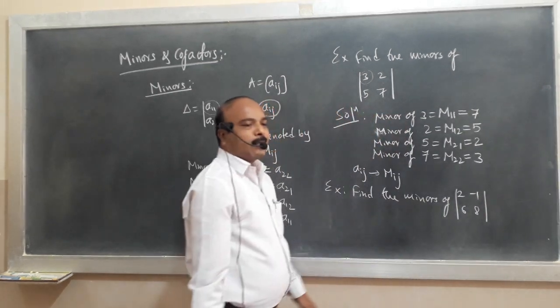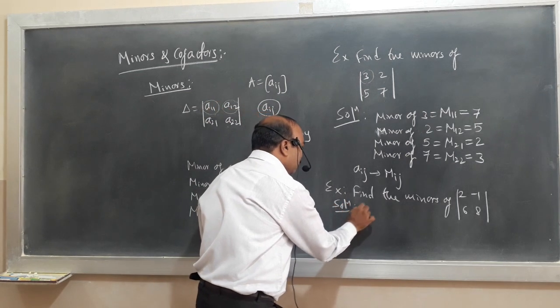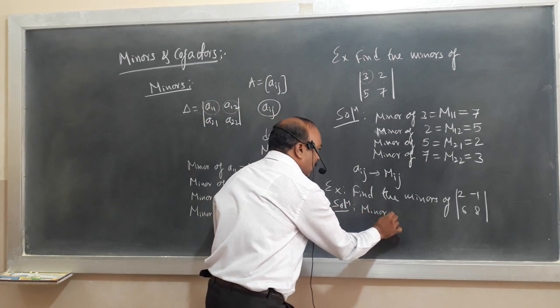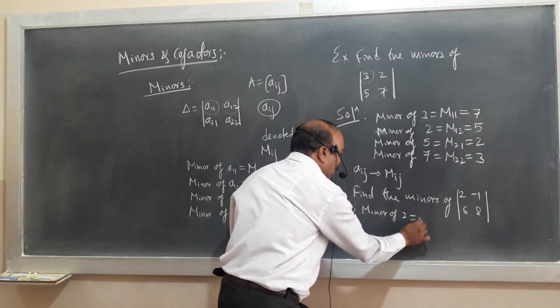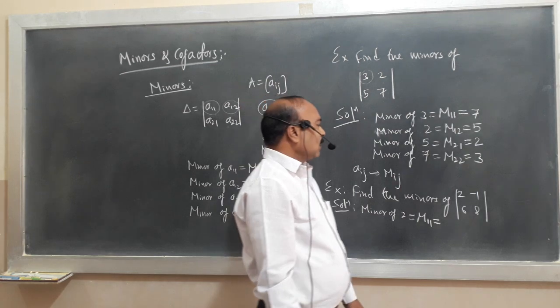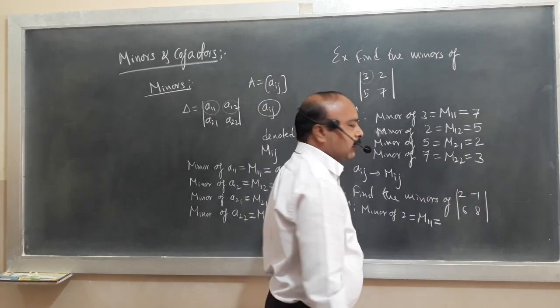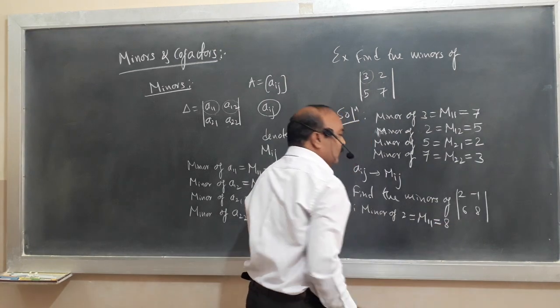If we are given this determinant, then we write the first minor of 2 equal to M11. So how can you calculate the minor of 2? Deleting this column and this row, which element do we get? 8. It is the minor of 2.